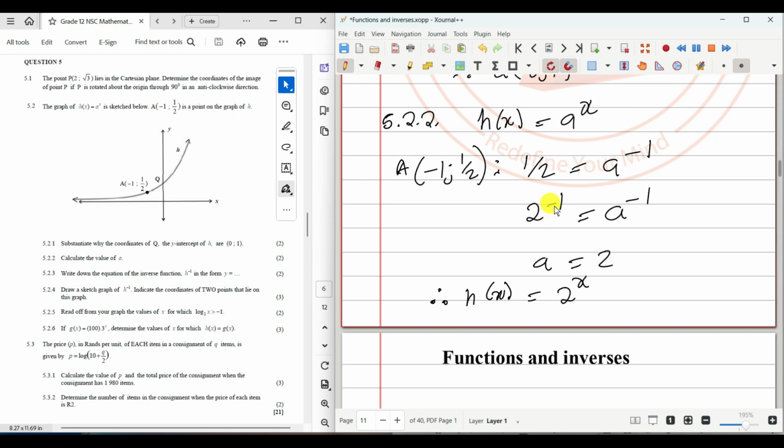Perfect. And by the way, please do not be confused by this. It's the same thing. As you can see, the powers are the same. On the left-hand side, this is 2 to the -1, and on the right side, this is a to the -1. It means a must be 2, because obviously 2 to the -1 is equal to 2 to the -1.